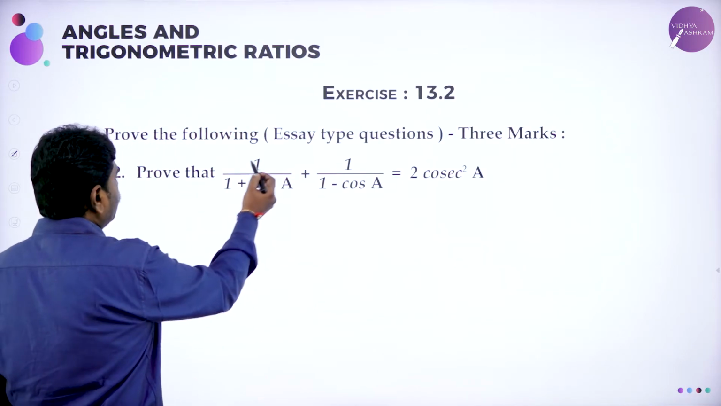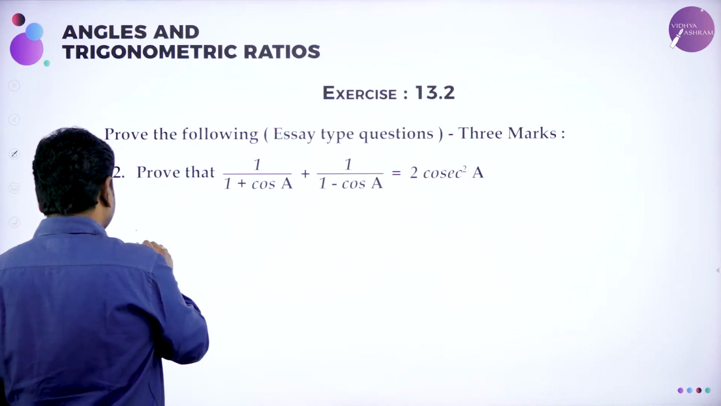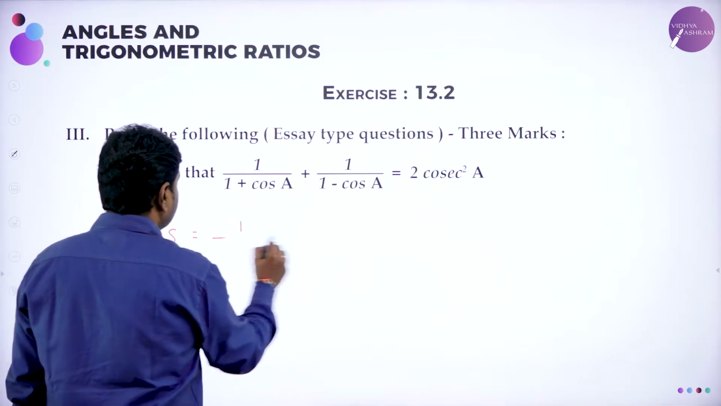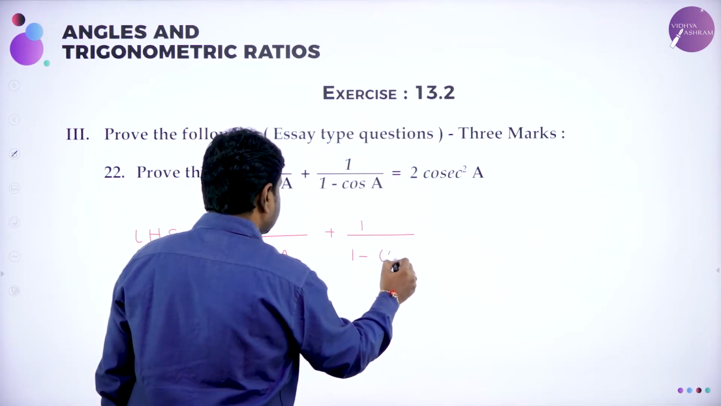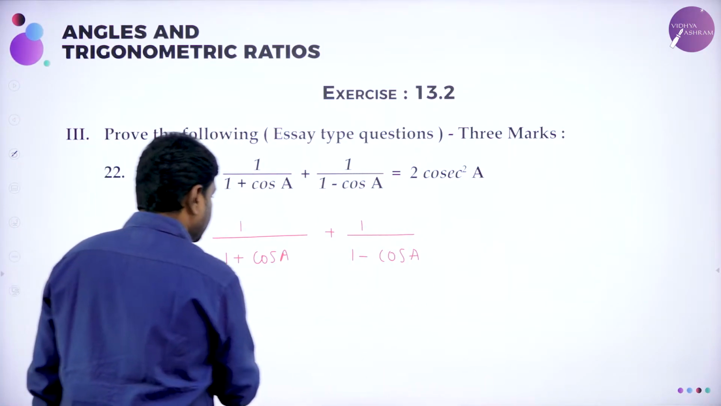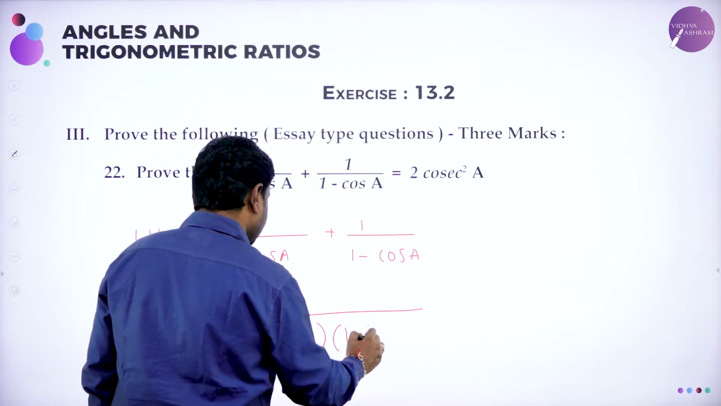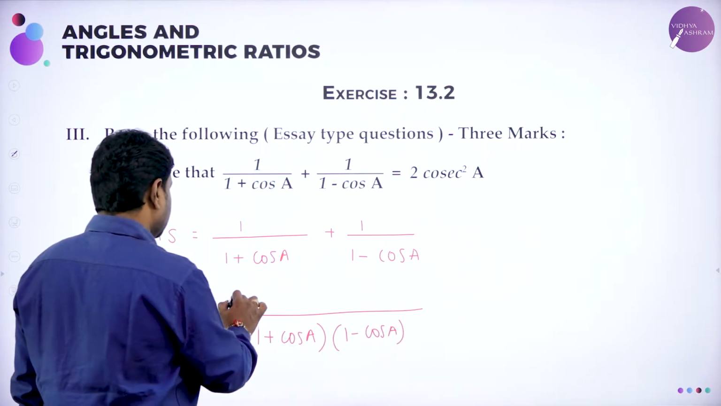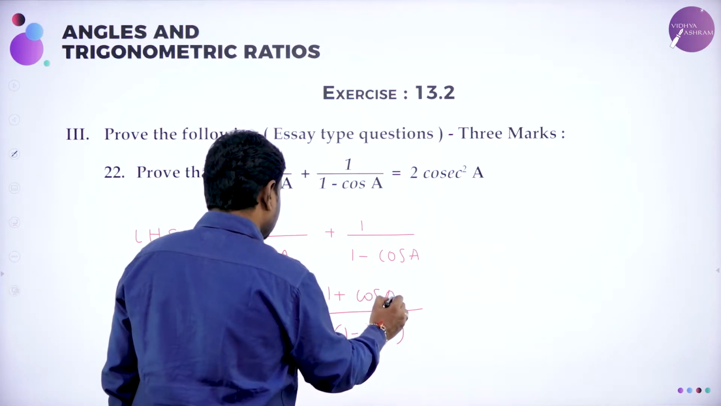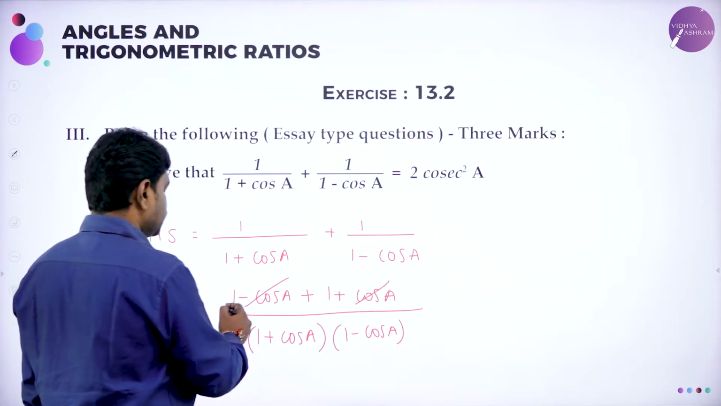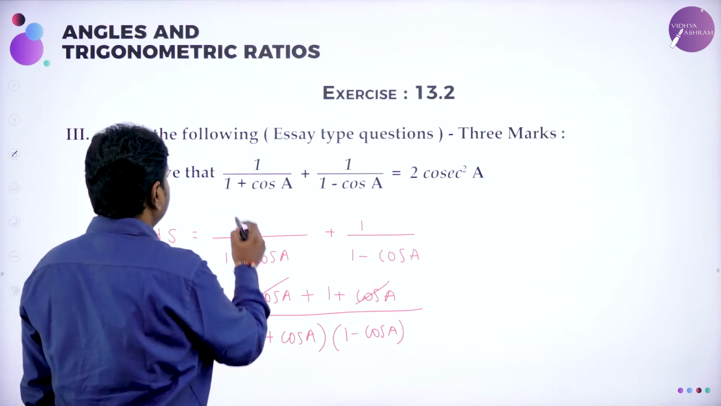Then prove that 1 by (1 plus cos A) plus 1 by (1 minus cos A) is 2 cosecant square A. Again take LHS. What is LHS? 1 divided by (1 plus cos A) plus 1 divided by (1 minus cos A). So take LCM, it will be (1 plus cos A) into (1 minus cos A). Cross multiply, it will become (1 minus cos A), in between we have plus, (1 plus cos A). Now minus cos A plus cos A cancels. 1 plus 1 is 2, divided by (1 plus cos A) into (1 minus cos A).